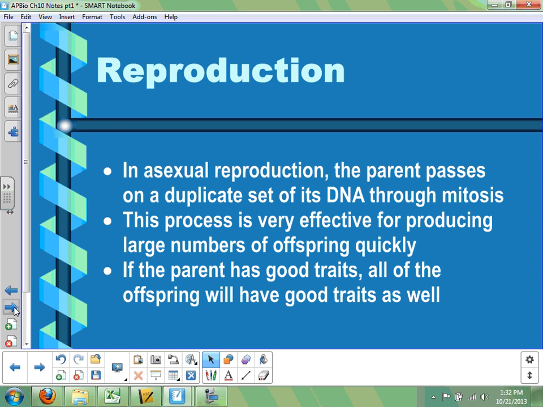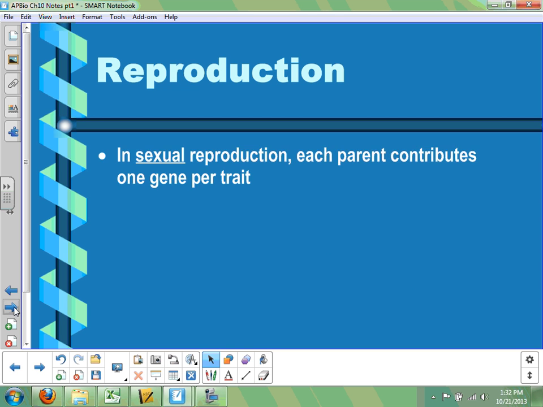Now, the good thing about this is if the parent is very well adapted to its environment, if it has good traits, all of the offspring will also have good traits, and you assume that most adults that are able to reproduce in the environment are probably fairly well adapted. So if you have good traits, you're going to pass those on. And the downside, of course, is if you have bad traits, you're going to pass those on as well.